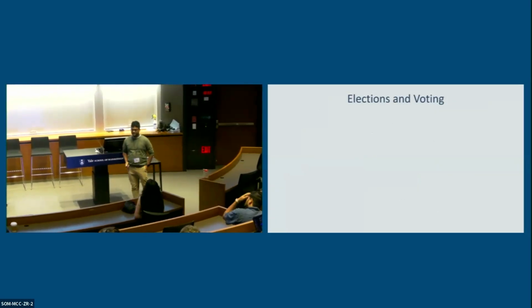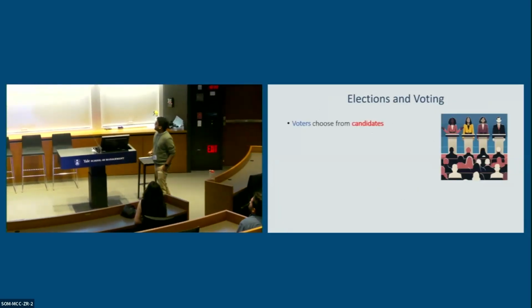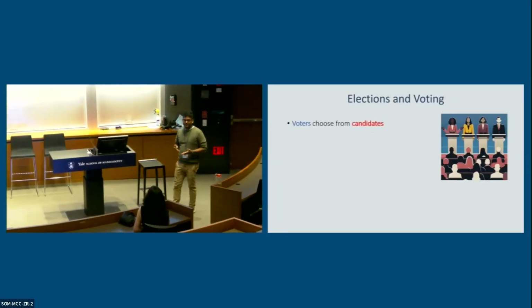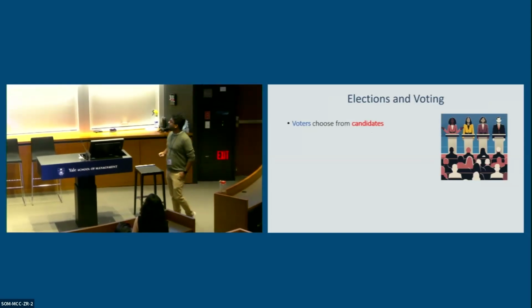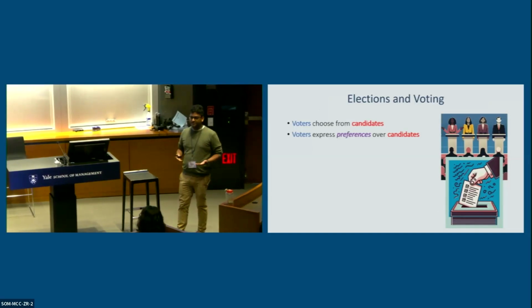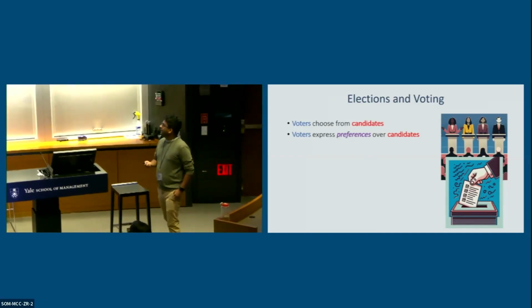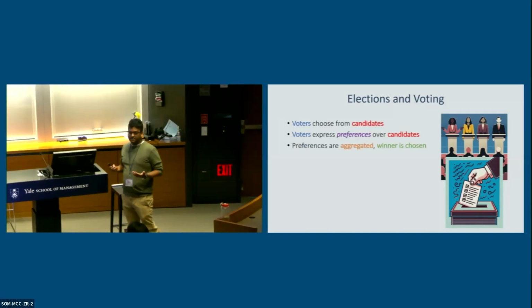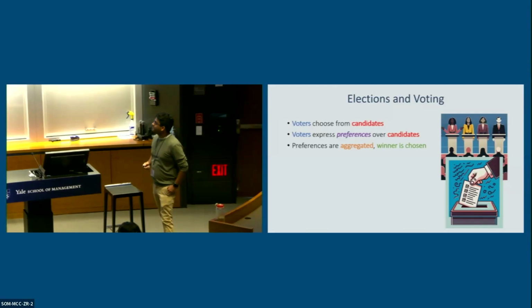Okay, so this work has to do with elections and voting. The typical setup is that we have a group of voters that want to choose from a group of candidates. They do this by expressing some preferences over the candidates, say by casting some ballots. And then we have to have some way of aggregating these preferences and choosing a winner.